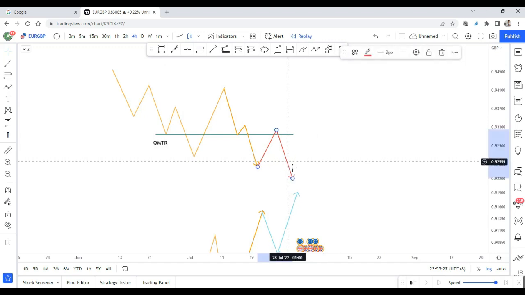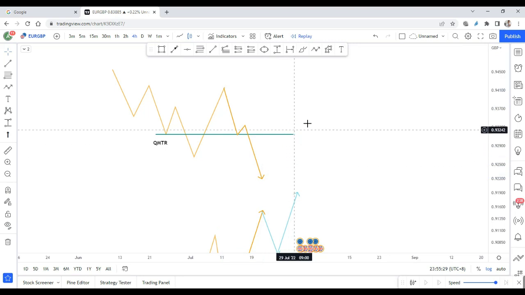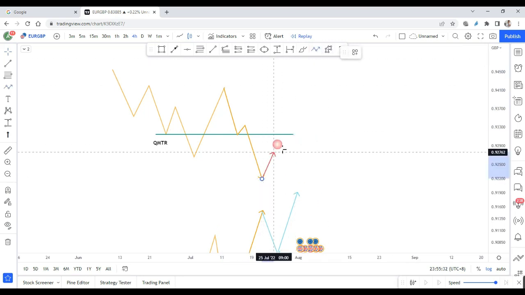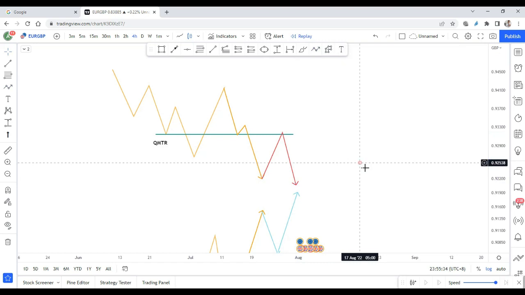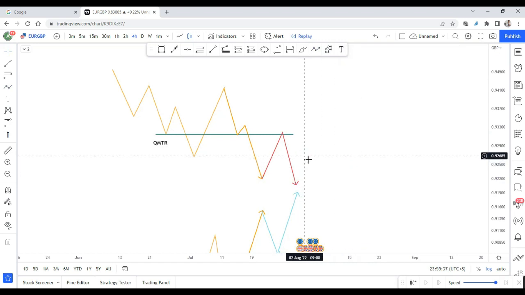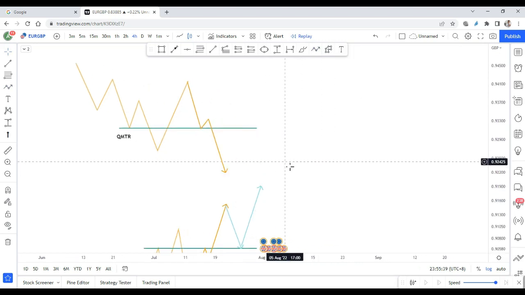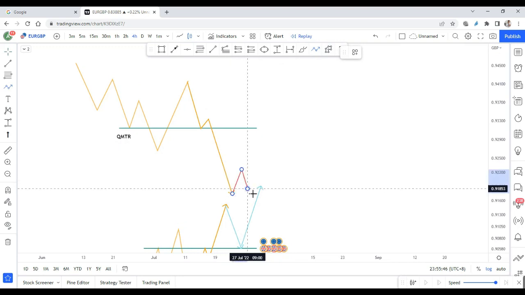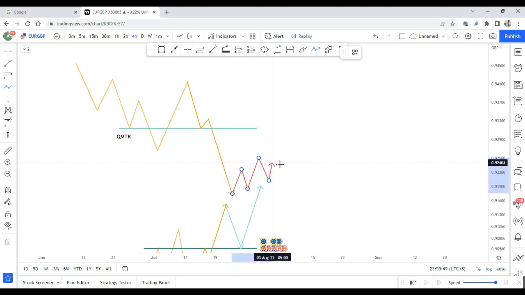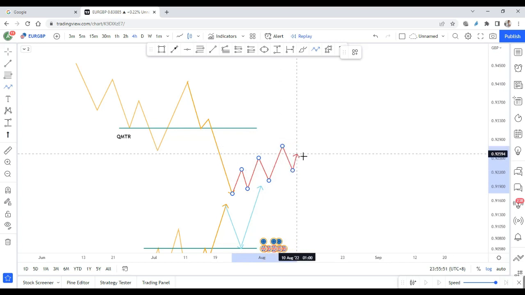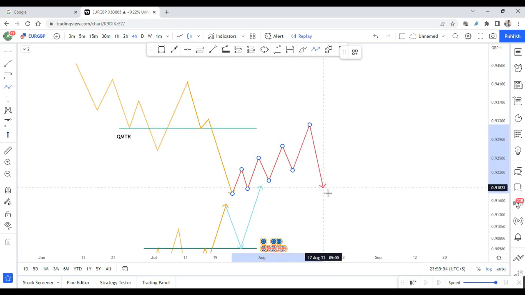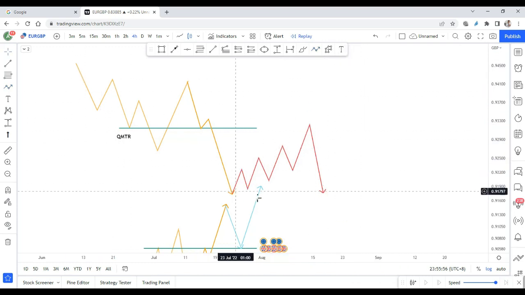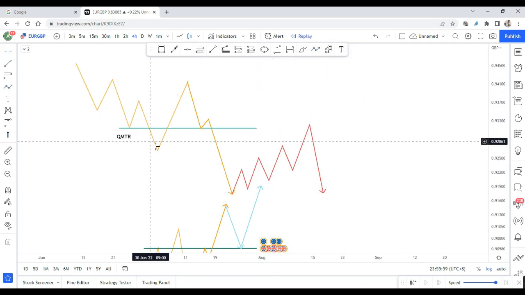If the price is coming back very fast and then drops, it's a normal QMTR. If the price drops quite far, and then eventually it's making a compression, then this is the deadly combination. So QMTR plus compression.